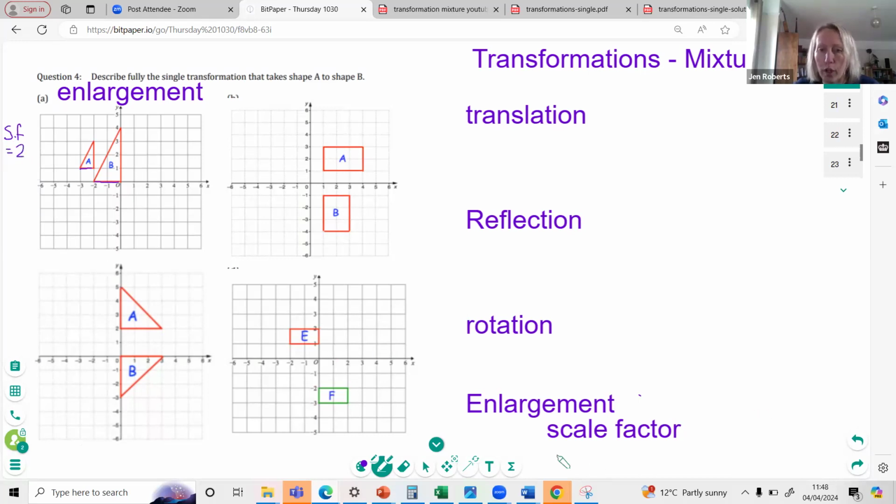And now you also need your centre of enlargement. How do you find your centre of enlargement? Choose a corner on shape A, choose the same corner on shape B, get a ruler, and join them up. Do the same with a different corner. That corner, the same corner on shape B, join them up. And you tend to give the coordinates of the centre. So here, where am I going to put this? I'm going to put it over here. Centre, the coordinates are -4, 2.